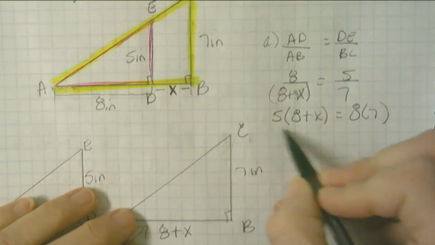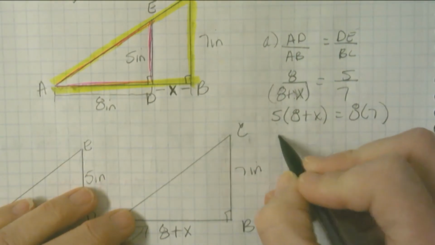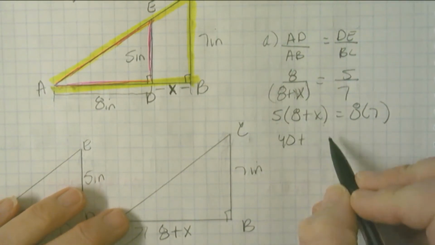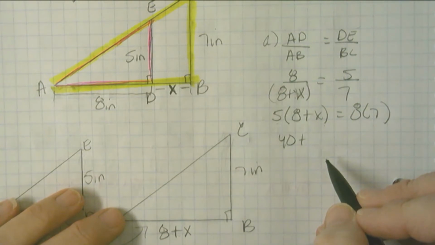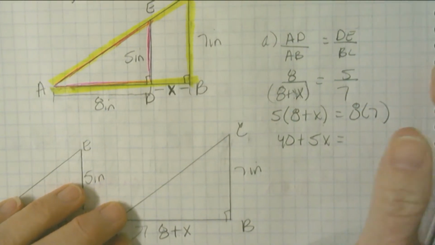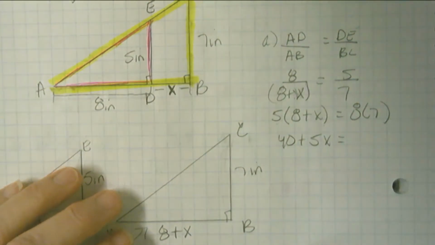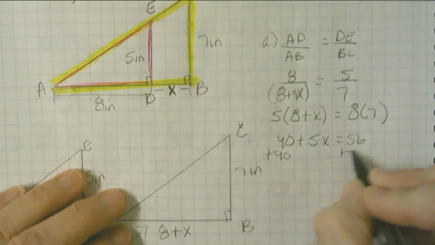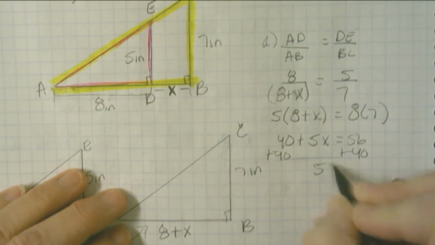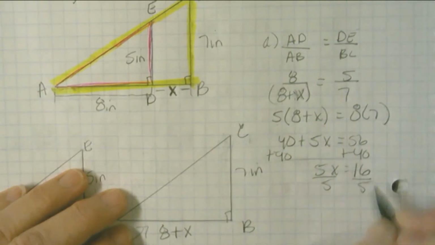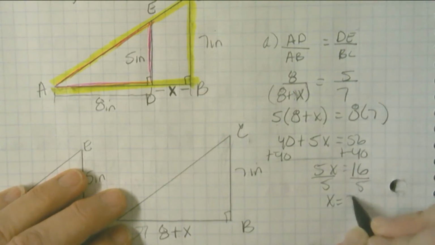So I have to do the distributive property. 5 times 8 is 40, plus 5 times x plus 5 times x is going to be equal to 56. And then I just finish solving that. So I have 5x is equal to 16, divide each side by 5, and x is equal to 3.2.